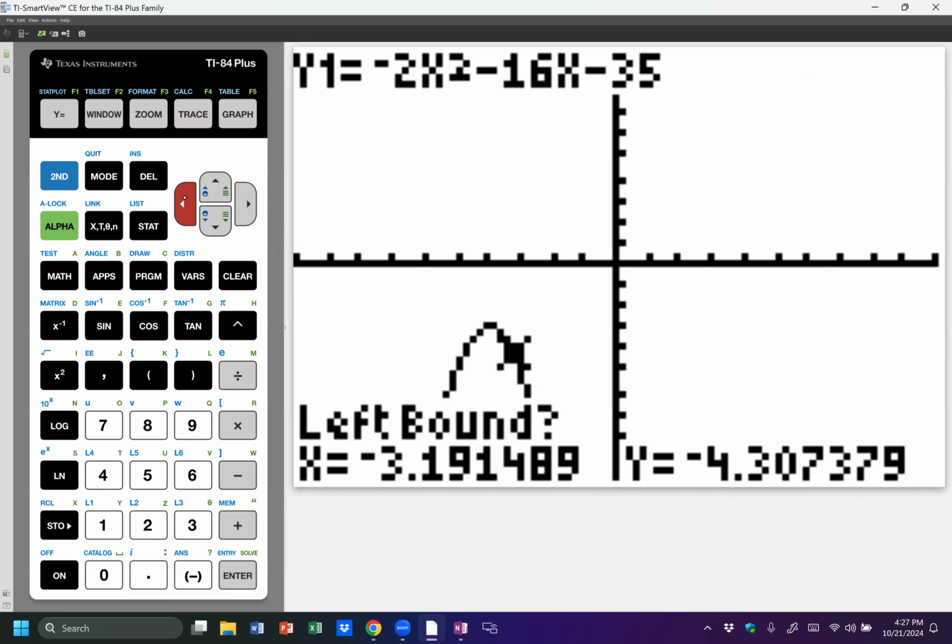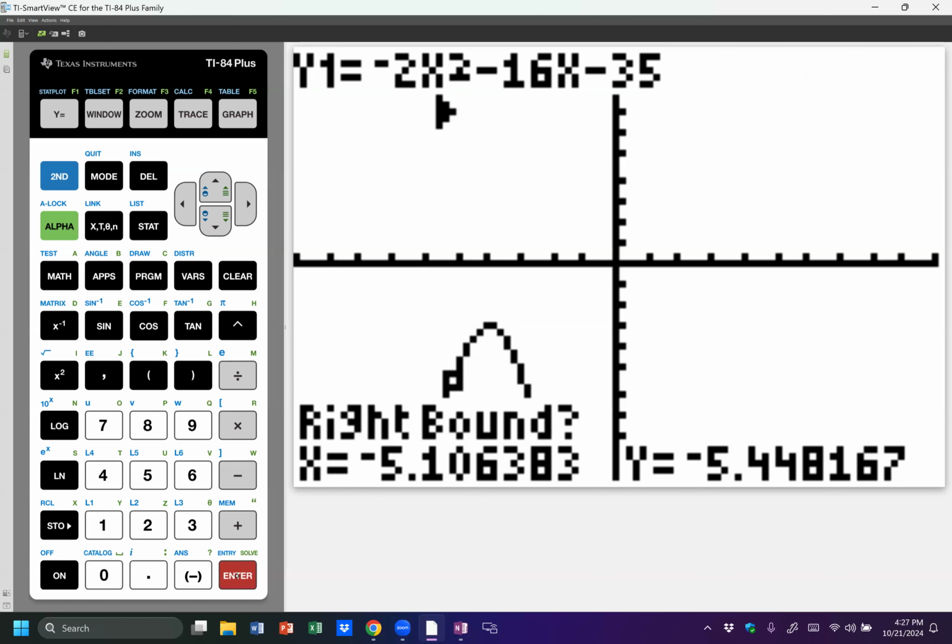So now see how my cursor's on my screen, but it says left. Make sure I'm on the left. Right now I'm on the right side, so I need to go over the top and get back down to the left side. Anywhere on the left side, then hit enter. Now it says right, so I'm going to the right. So first is left, second is right. So now I'm going to go over to the right side.